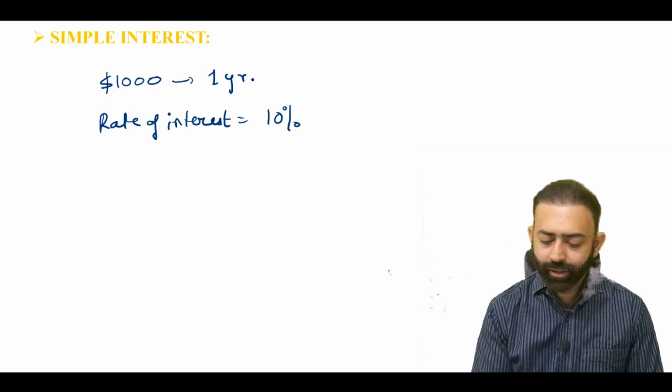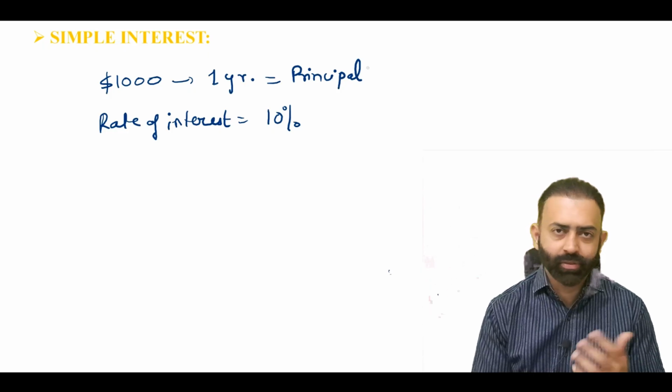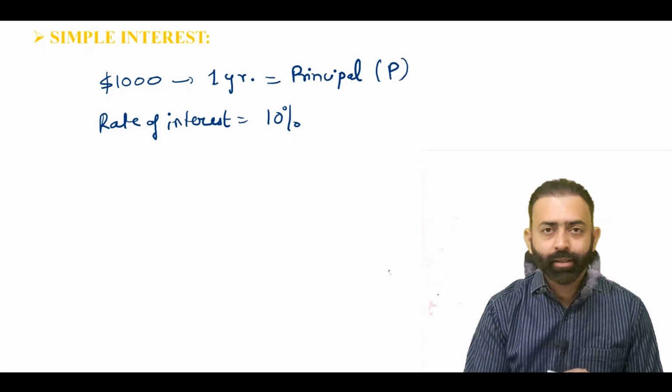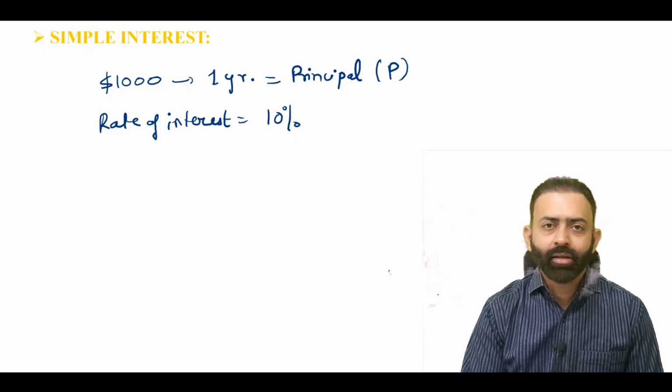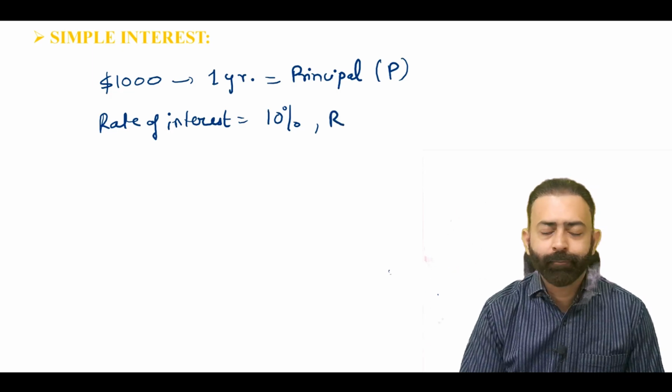In the language of mathematics, in simple interest, we call the original amount that we deposited, in this case $1,000, I call this as the principal amount. I call this as the principal, denoted by capital P. This rate of interest, which is 10%, I call or denote this by capital R, right?